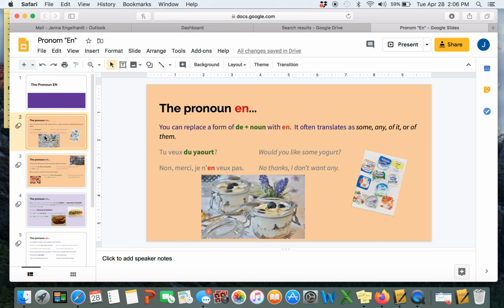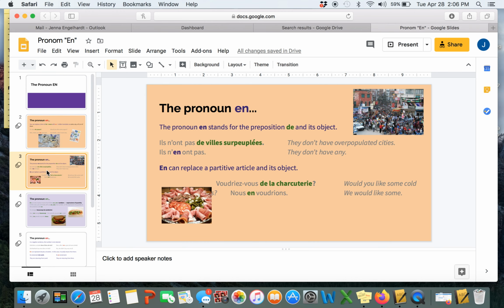Non merci, je n'en veux pas. I don't want any. So instead of saying no, I don't want any yogurt, you can just say I don't want any. So it's going to replace partitive articles. It stands in for the preposition de and its objects. So, ils n'ont pas de villes surpeuplées. They don't have any overpopulated cities. Ils n'en ont pas. They don't have any. So it can replace a partitive article and its object. So once again, partitive articles.